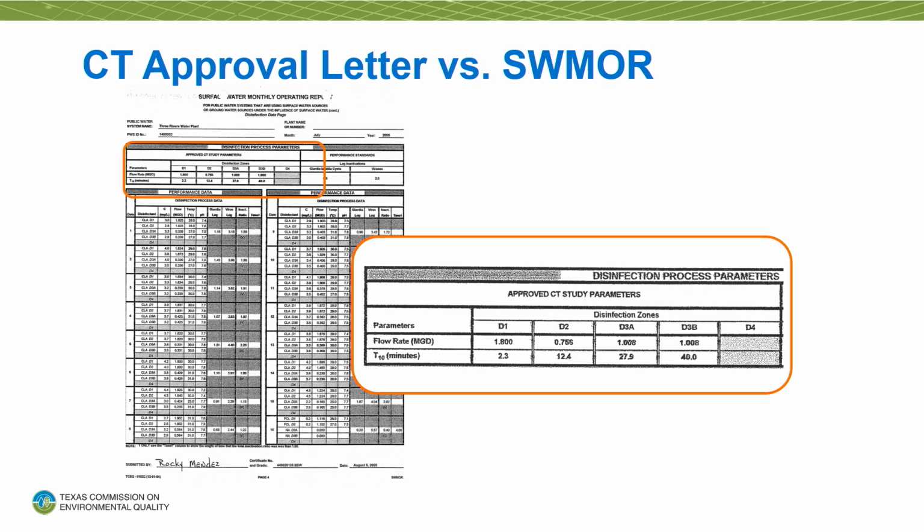If you have a surface water treatment plant, this probably looks familiar to you. This is the surface water monthly operating report, and that table 2 that was on the last slide goes at the top. So you fill in your flow rates and your contact time.